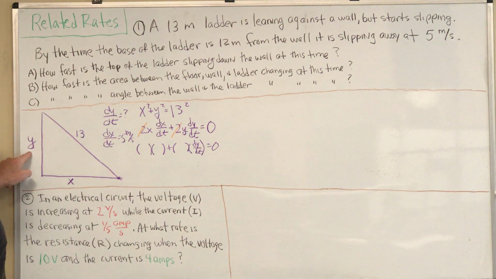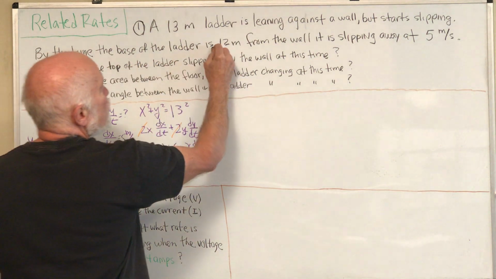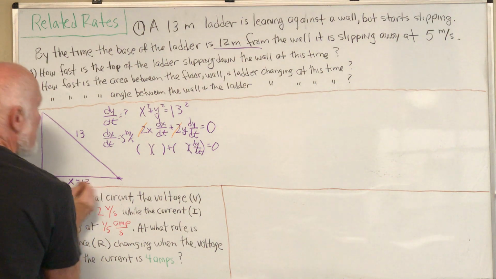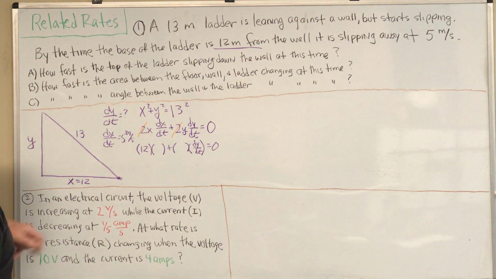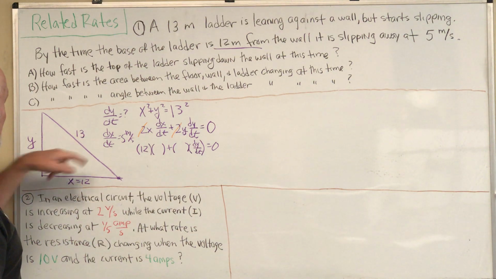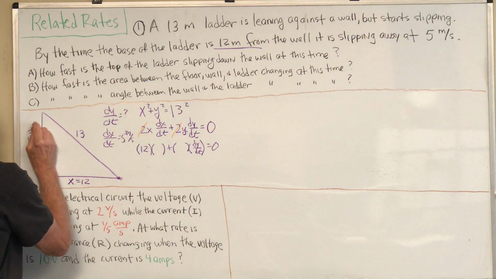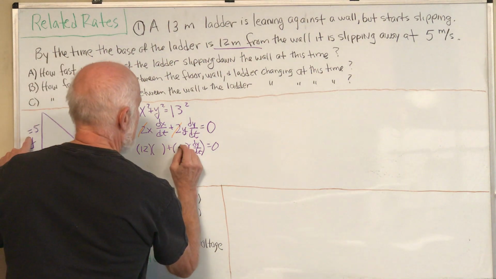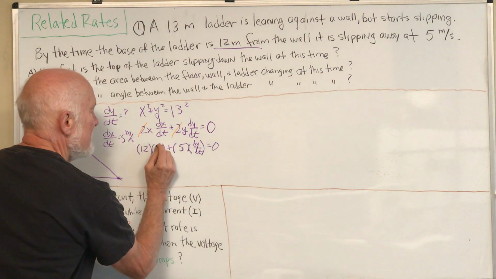But what do we know? It says by the time the base of the ladder is 12 meters from the wall. So at this time, x is going to be 12. And we need also y. Well, if this is 12 and this is 13, we have a Pythagorean triple here. That's going to be 5. And dx/dt, we've already said, is a positive 5.